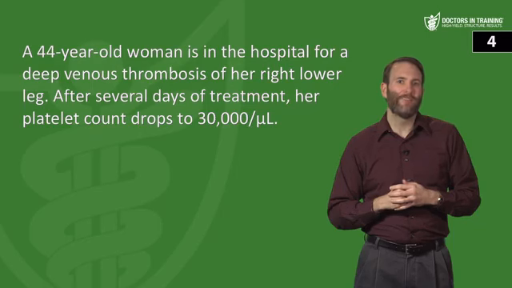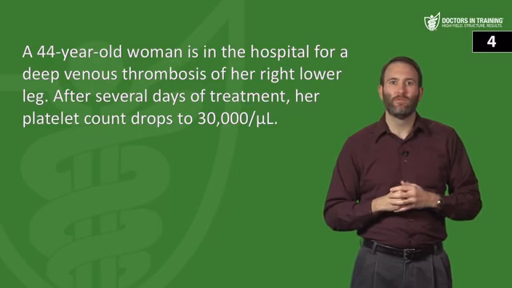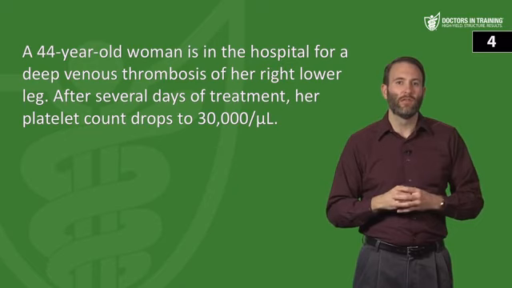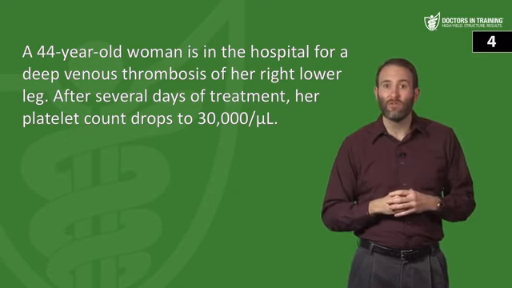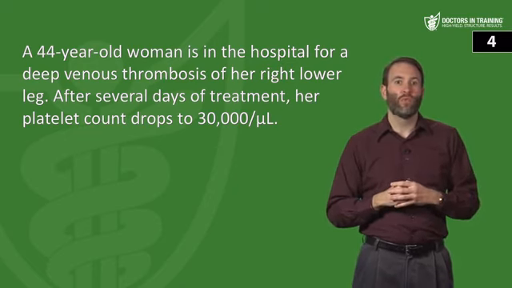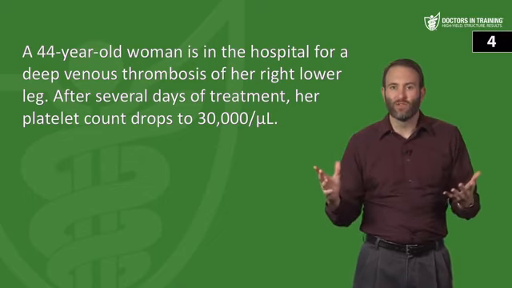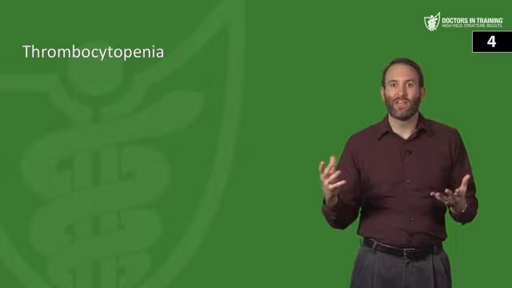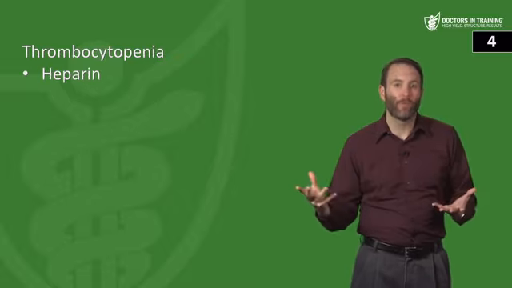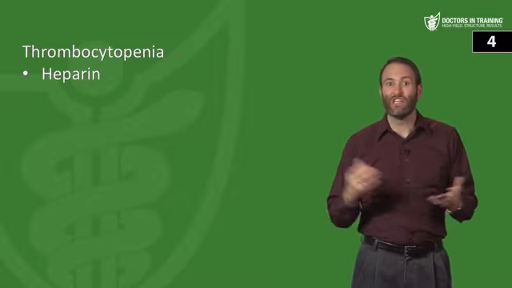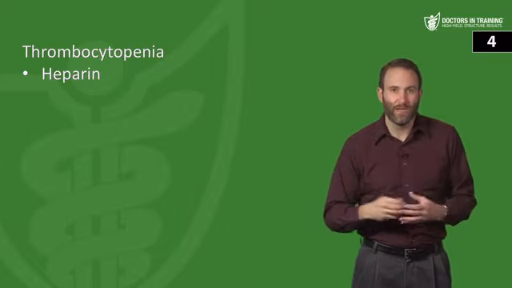So our vignette here, a 44-year-old woman is in the hospital for a deep venous thrombosis of her right lower leg. After several days of treatment, her platelet count drops to 30,000 per microliter. This one is going to be actually pretty easy. So what are you going to do for the treatment generally? That thrombocytopenia can result from administration of heparin. And it actually has its own acronym, HIT, heparin-induced thrombocytopenia.